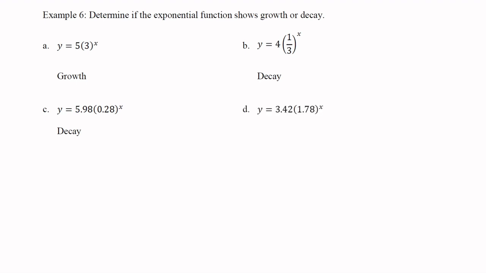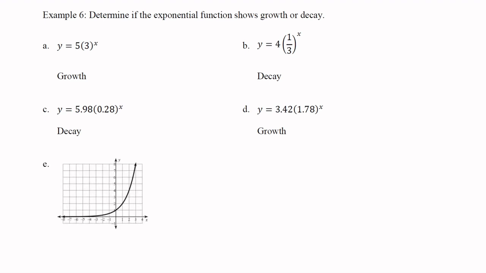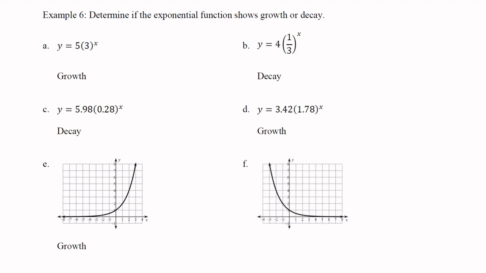So determine if the exponential function shows growth or decay. So for this one, our b value is 3. That is greater than 1, so it is growth. In this one, our b value is 1/3, which is between 0 and 1, which means it is decay. 0.28 is between 0 and 1, so we have decay. 1.78 is greater than 1, so we have growth. And then for this graph, it is increasing from left to right, so it is growth. And in this graph, we are decreasing from left to right, so we have decay.